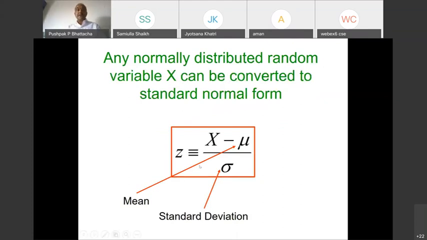So you'll recall that Z score is the score with respect to a standard normal distribution. The standard normal distribution is obtained from any normal distribution by subtracting the mean from the value of the random variable and dividing it by the standard deviation. Okay, and this is called the standard normal distribution.